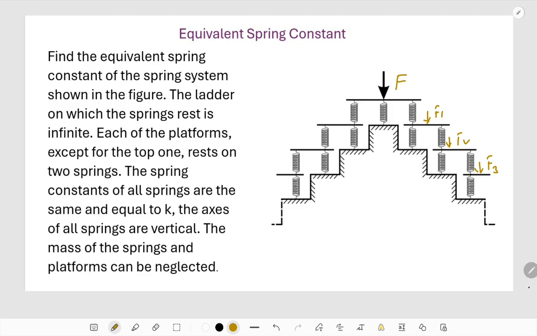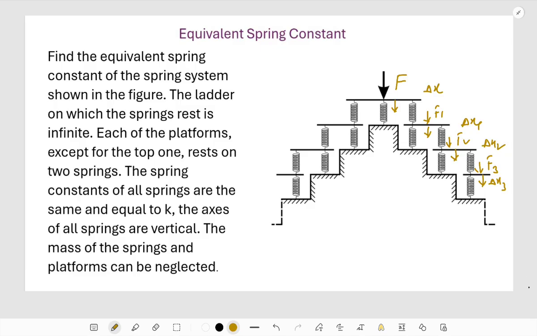And also assume that under the action of this force F applied on the upper platform, the displacement of the platform is delta x. The first platform's displacement is delta x, so for the next platforms we write delta x1, delta x2, delta x3, and so on.